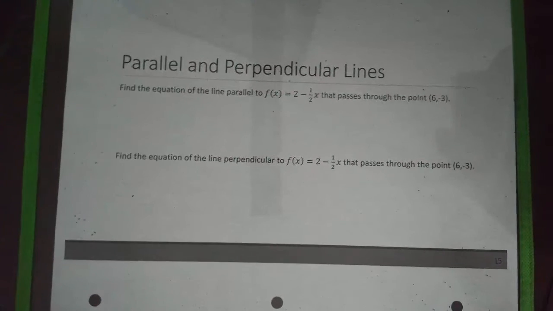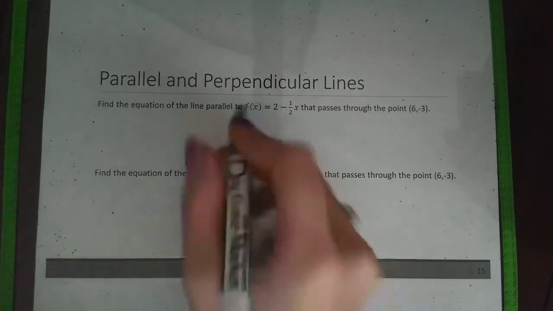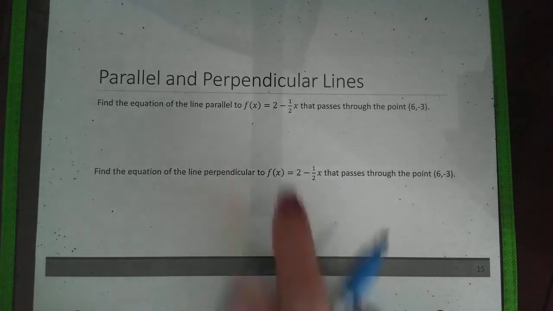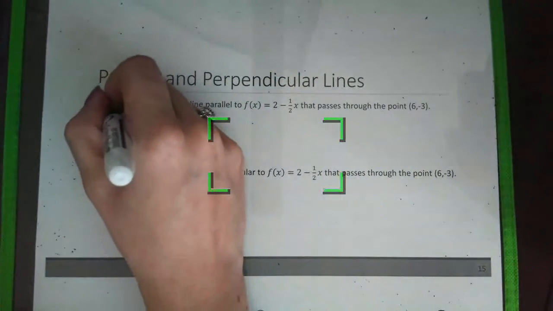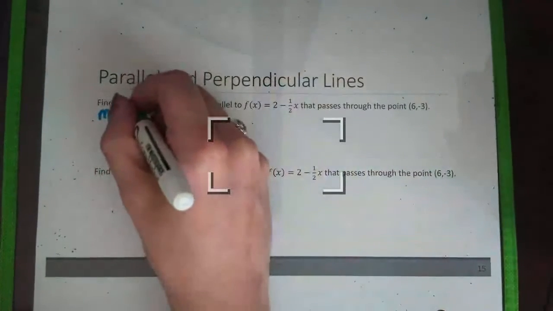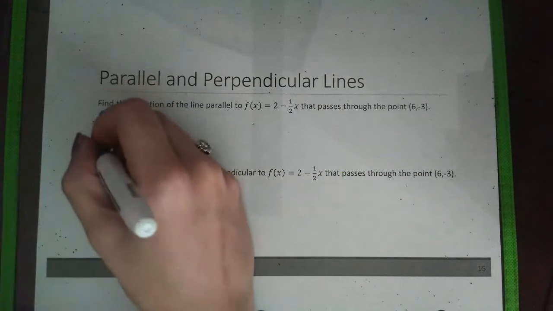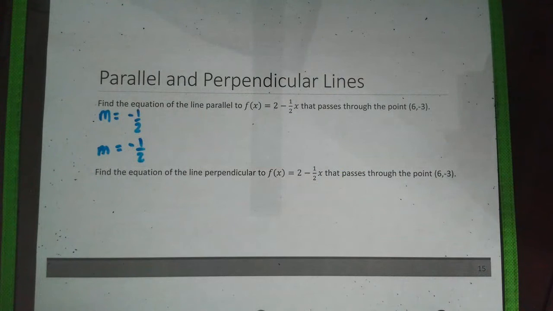So let's take a look at these. We want to find the equation of the line parallel to f of x equals 2 minus 1/2 x that passes through the point 6, -3. So we want to go parallel to this guy. Parallel means they have the same slope. Slope is the coefficient on x. So if we look before our x, our coefficient is -1/2, and the slope of the line they gave me is -1/2. I want to go parallel to that, so the slope I want to use is also -1/2 because it's the same slope.